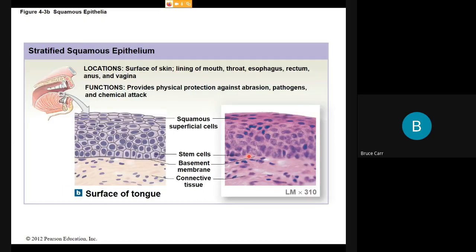The outer surfaces, and especially those surfaces that are exposed to mechanical stress or to chemical features, will have multiple layers. This is a great example of the stratified squamous epithelium from the surface of the tongue. Stratified squamous in many layers because the tongue surface is handling the most abrasive material we put in our body regularly, and that's our solid food.